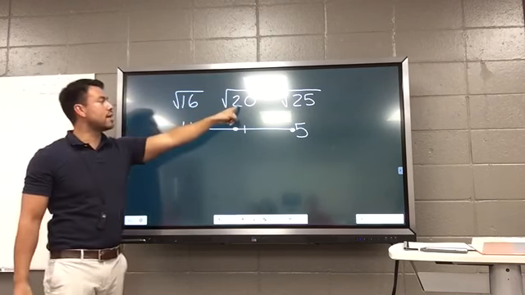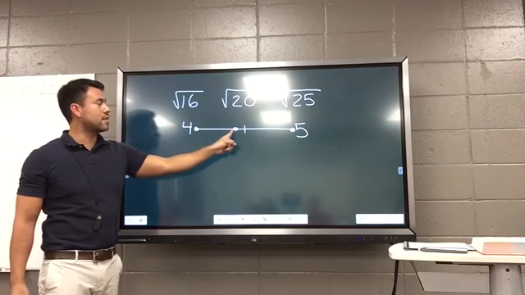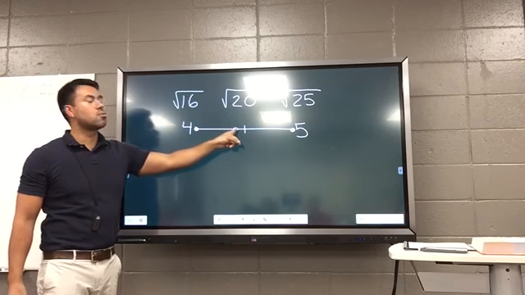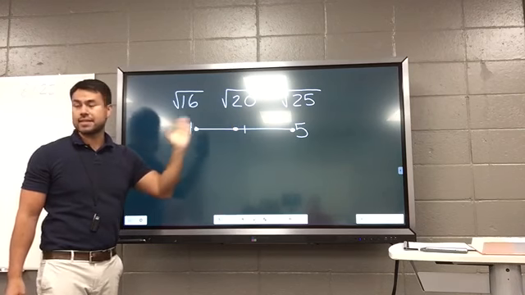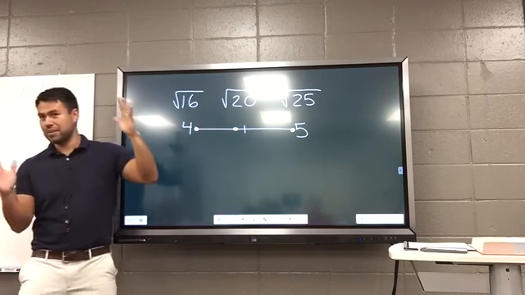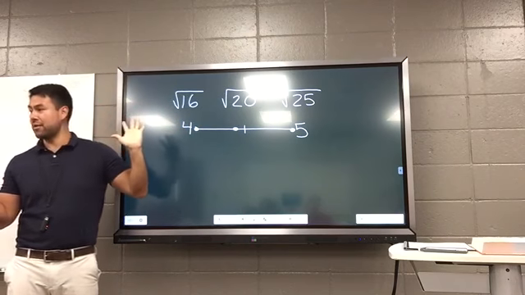So the square root of 20, 4.47, I think we said. 4.47, really close to 4.5. Do you guys see how it's closer to 4, though? A little bit leaning toward 4. You guys okay with that?